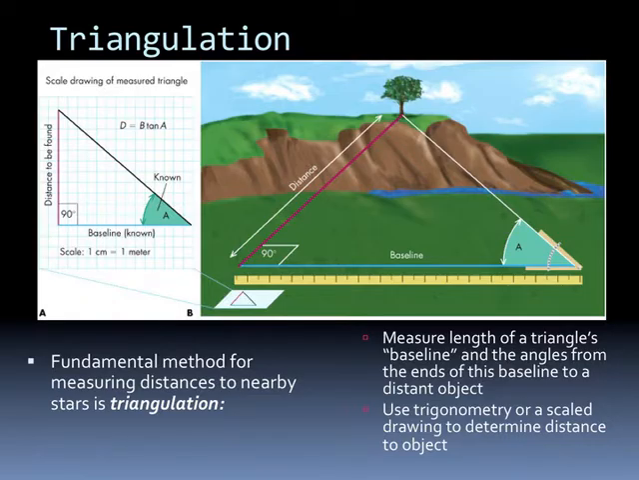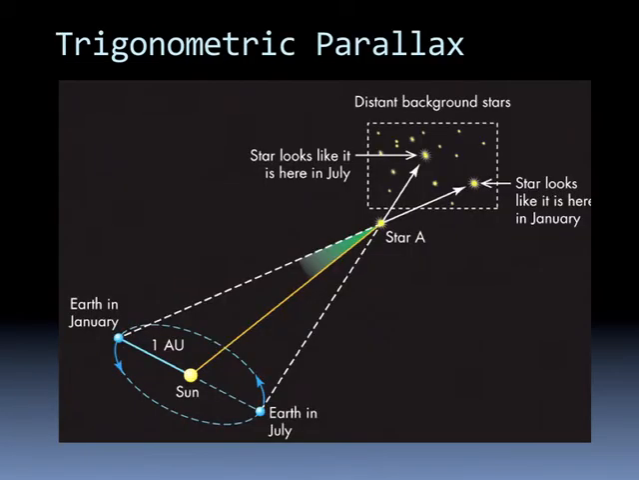where we would measure a triangle, and so we have a baseline, and then we have maybe a 90-degree angle, another angle, and if we know a baseline and two angles, we can figure out the distance away something is. We use trigonometry or a scale drawing to determine how far it is. And in astronomy, we can use trigonometric parallax.